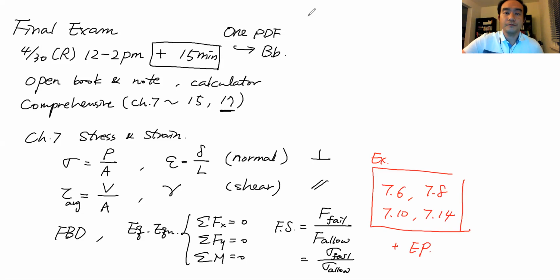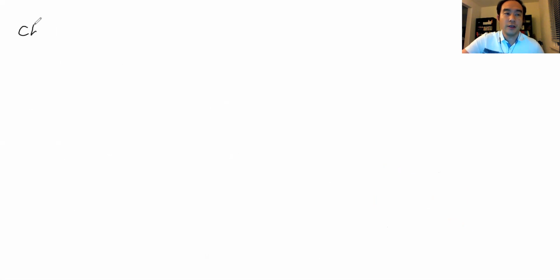Okay, let's move on to the next chapter, chapter 8. We studied stress and strain, the definitions of those two quantities, in chapter 7. Chapter 8's title is Mechanical Properties of Materials. Basically, we start by learning about the relationship between stress and strain, so sigma and epsilon, or tau and gamma.